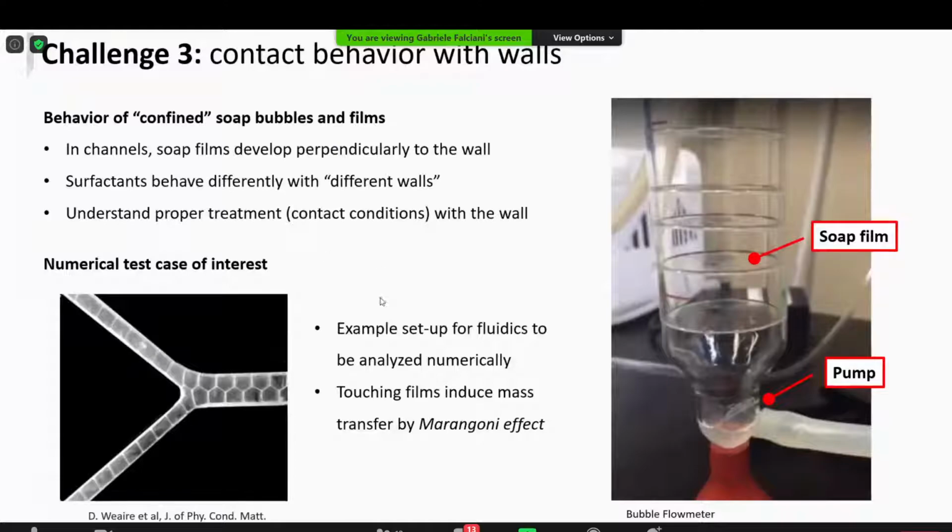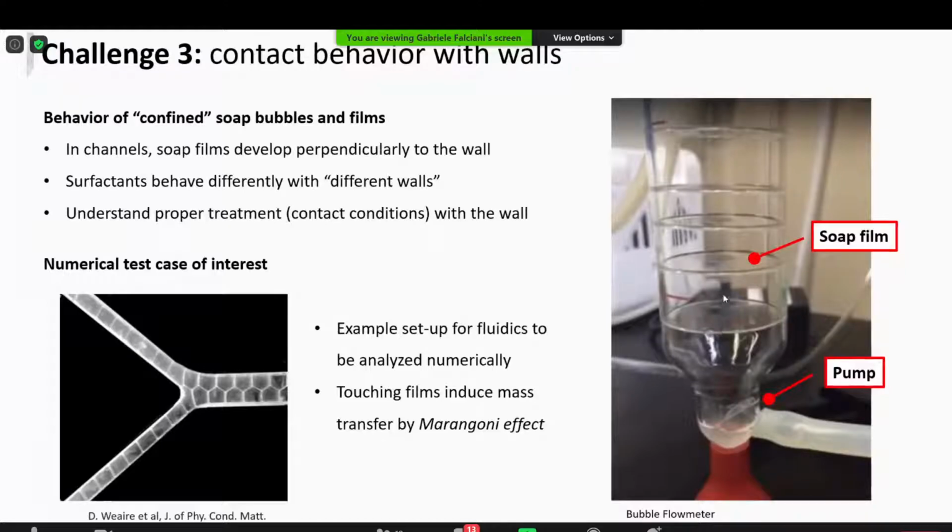The third challenge deals with the difficulty in the description of the contact behavior between the bubble and the wall of the channels, as you can see from this picture on the right, which is showing a bubble flow meter, where these thin films actually flow from the bottom to the upper side.